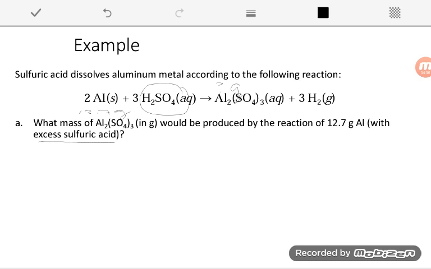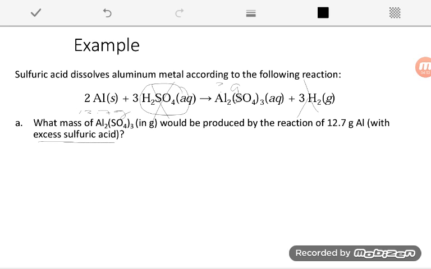We're going to learn later about limiting reactants, in which you figure out which reactant is going to run out first. So this is just telling you that you have more than enough sulfuric acid. You don't need to worry about it. And it doesn't mention hydrogen, so we're not going to worry about that either.